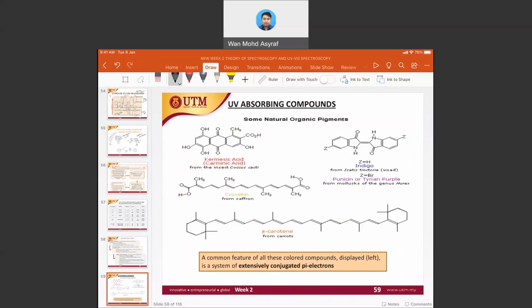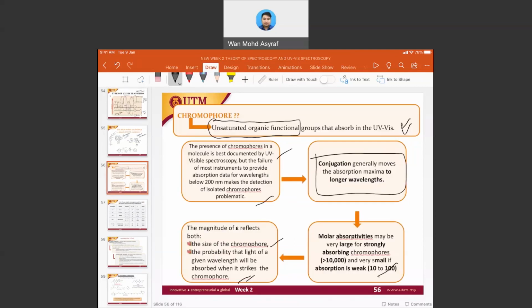Okay, for this one, I want to show you conjugation actually. I will just jot down here. So this is one compound. Okay, this is another compound. Which of these, the first compound or the second compound, would absorb more in terms of the absorption value? That's where we look at conjugation.